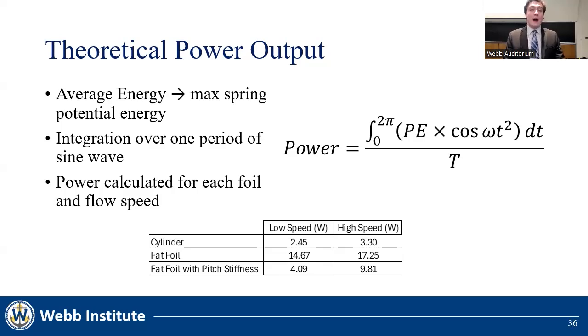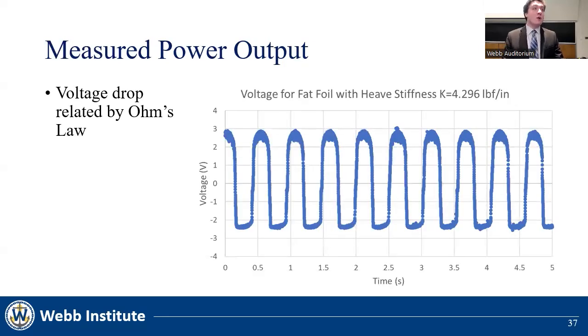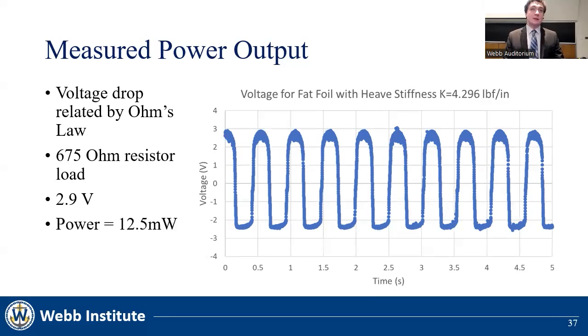For our fat foil in our high stiffness and high speed condition, we calculated a theoretical power output of 17.25 watts. To measure our power output, we measured the voltage drop across our resistive load using the voltage measured by our system, shown on the graph here. The x-axis is again time, seconds, and the y-axis is voltage in volts. Here, a 675 ohm resistor load was added, and our 2.9 volt output was measured at the peaks. The power across this, using Ohm's law, is 12.5 milliwatts.